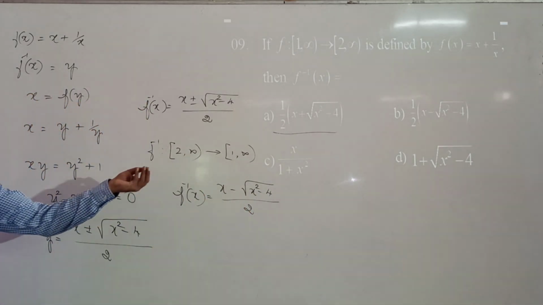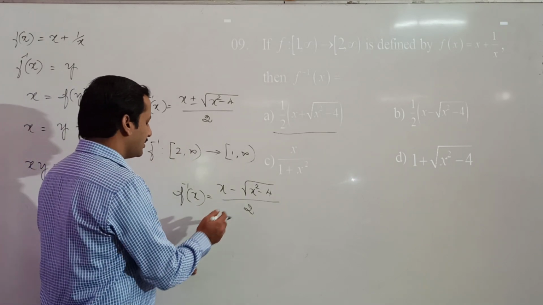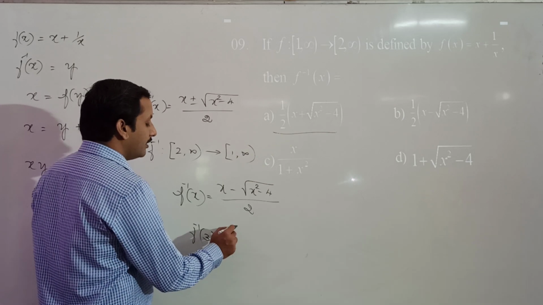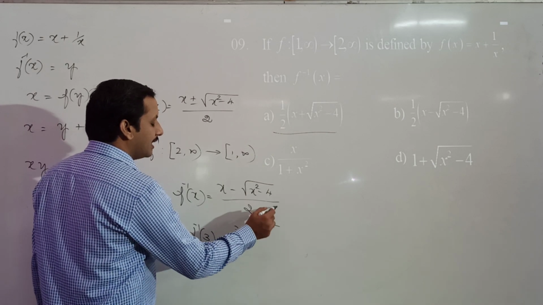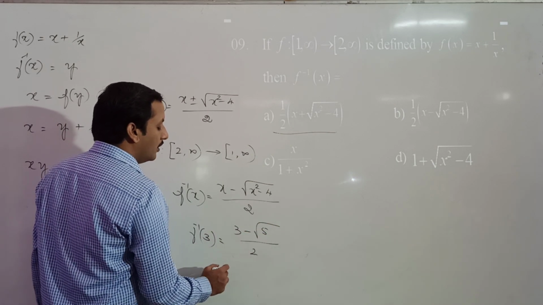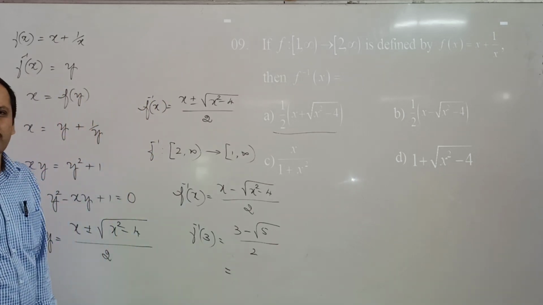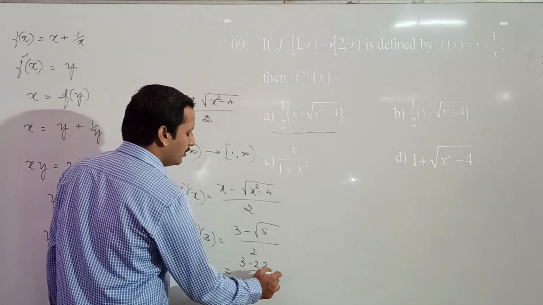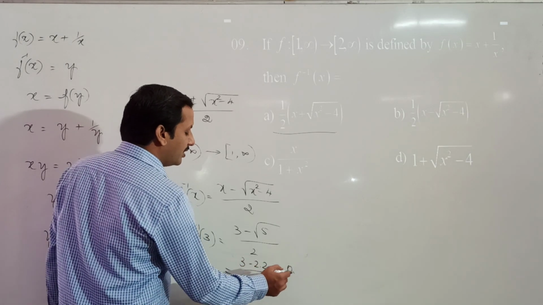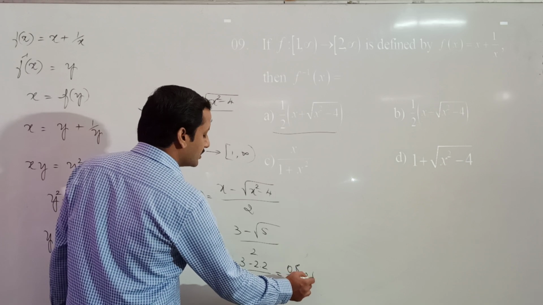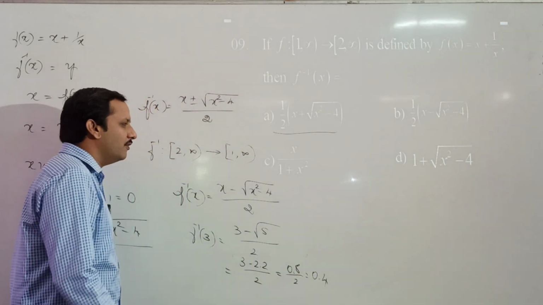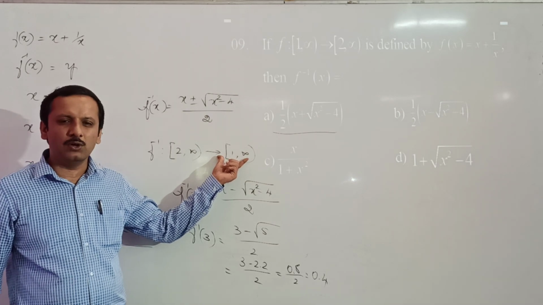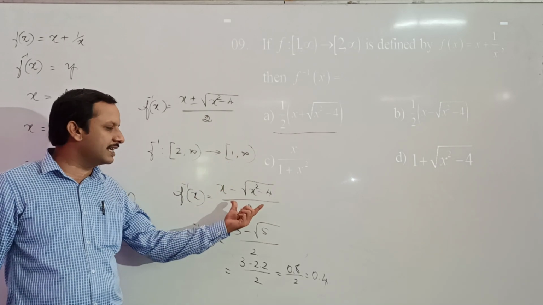Say I take 3. 3 is a member of the domain. If I substitute 3, I want to know what f inverse of 3 is. Then what do you get? 3 minus root of 9 minus 4, root 5, by 2. Root 5 is approximately 2.1, 2.2. Okay, let me take 2.2 by 2. This will give you 3 minus 2.2, that is 0.8 by 2, so 0.4. It's approximately equal to 0.4. But that 0.4 is not there in the f inverse at all. So therefore, f inverse of x cannot be equal to this.